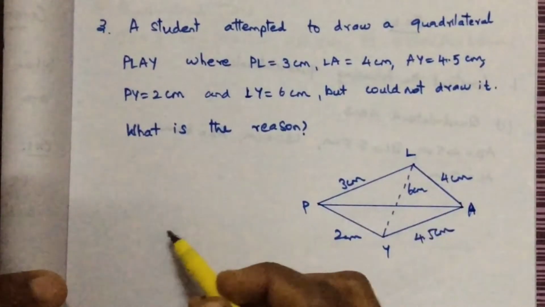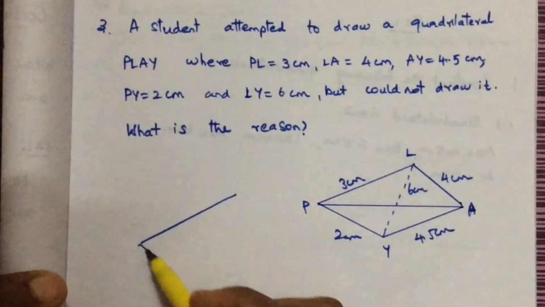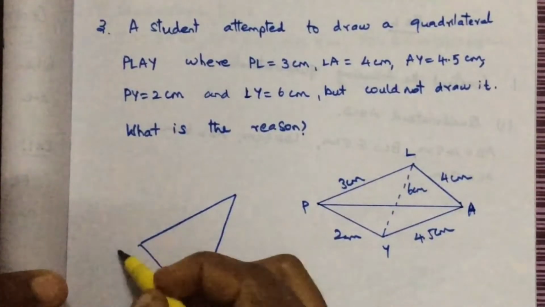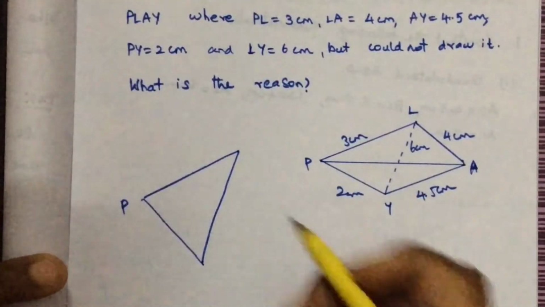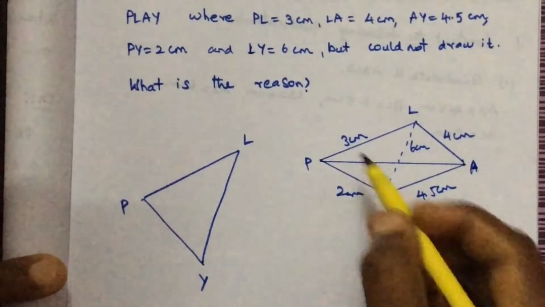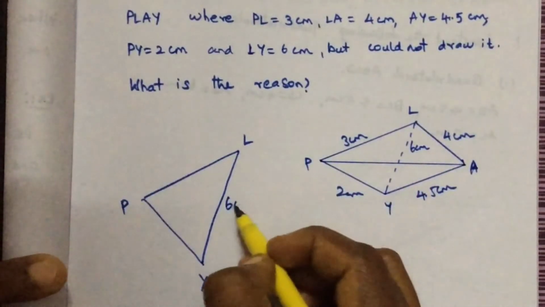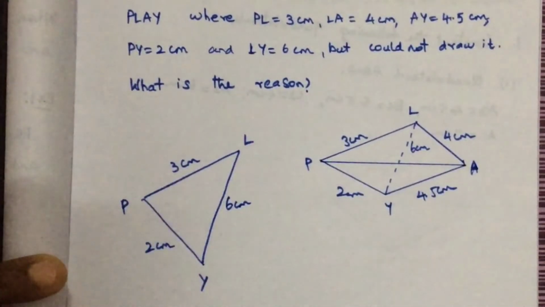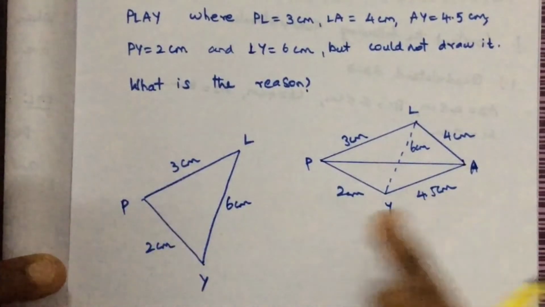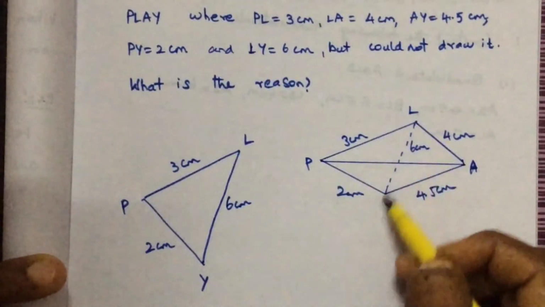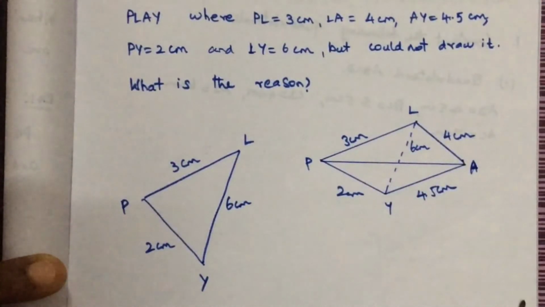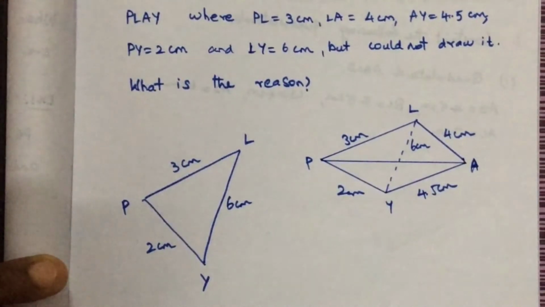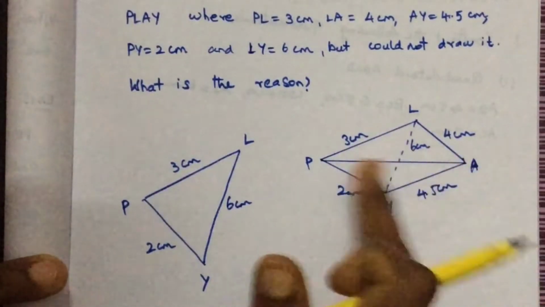So there is a triangle you can see. Okay, this is a triangle. This is P, this is L and this is Y. I am taking this triangle. Okay, this is 6 centimeter, this is 3 centimeter and this is 2 centimeter. Let me check whether it is possible. There are two triangles. One is this triangle, another one is this triangle. I have to check whether it is possible to draw these two triangles. Then it is possible to draw this quadrilateral. You see here the dimensions are different, so you have to check the two triangles.